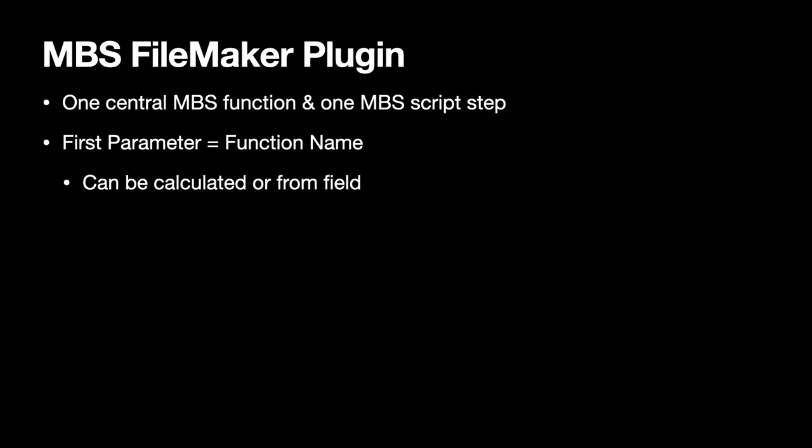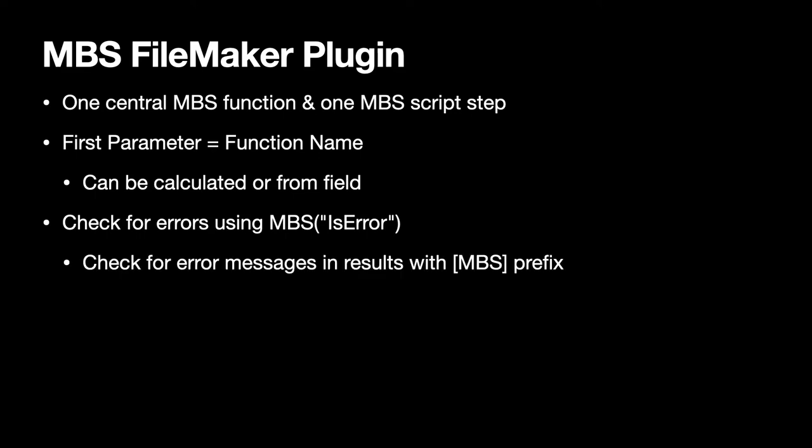The MBS plugin doesn't register 6,000 functions with FileMaker. That would blow up the calculation dialog. So we just install one central MBS function, and also the same function is installed as a script step. And the first parameter to both is the function name. This function name can come from a calculation or from a field. After each function, you can check for errors using our isError function. And so check if a function failed. And if you see any error messages, they usually have an MBS prefix, so you know where they're coming from.